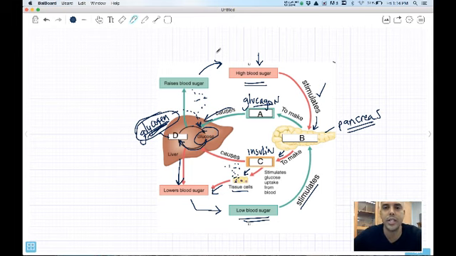Then you have high blood sugar, and that causes insulin to come out, and then that lowers blood sugar. It's crazy. This is called the dynamic system. It just keeps going back and forth to keep you in nice homeostasis, balance. So that's how we regulate blood sugar.